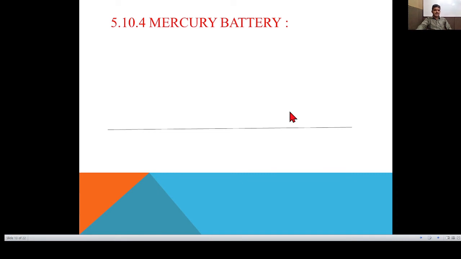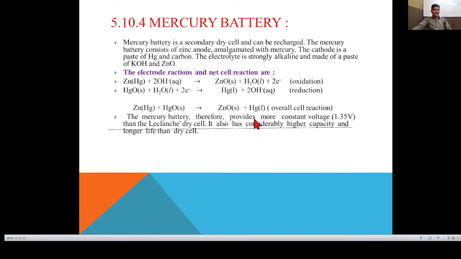Next, the secondary dry cell, that is the mercury cell. In the mercury cell, zinc acts as the anode while the mercury electrode acts as the cathode. The mercury battery is a dry cell and can be recharged. It consists of a zinc anode amalgamated with mercury. The cathode is a paste of mercury oxide and carbon. The electrolyte is strongly alkaline, made up of a paste of KOH and zinc oxide.